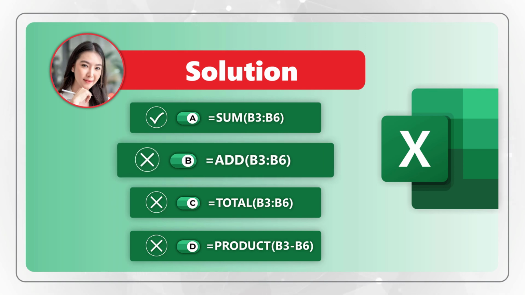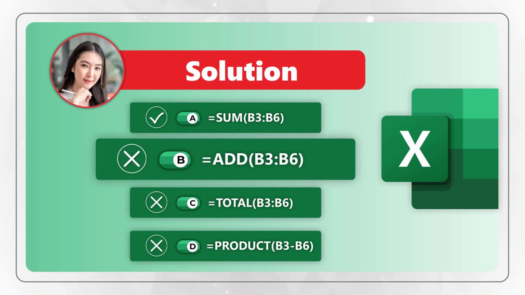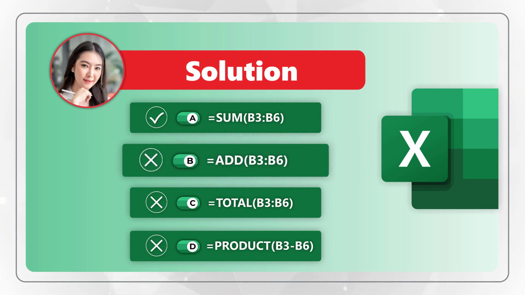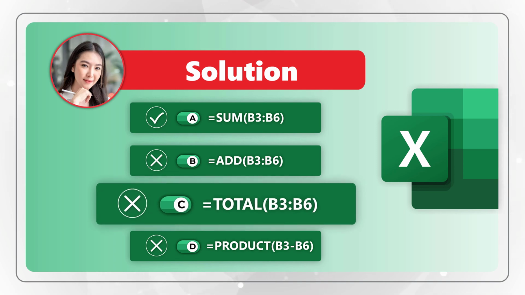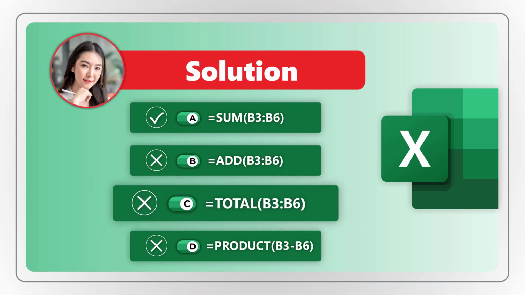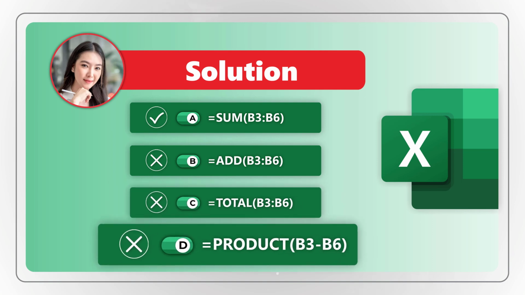Option B, ADD B3 through B6, is not a valid Excel formula. Option C, TOTAL B3 through B6, is also not a valid Excel formula. And choice D, PRODUCT, will multiply the values in the range B3 through B6 together, and it will not give you the total sales for 2022.